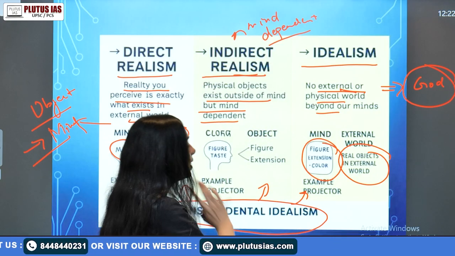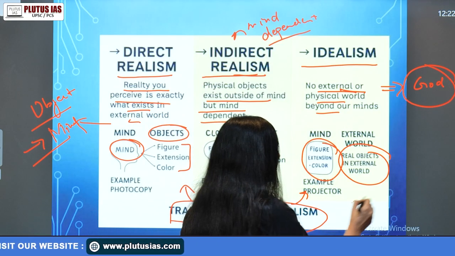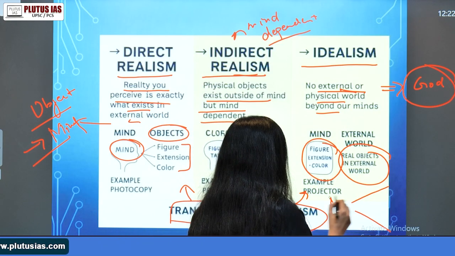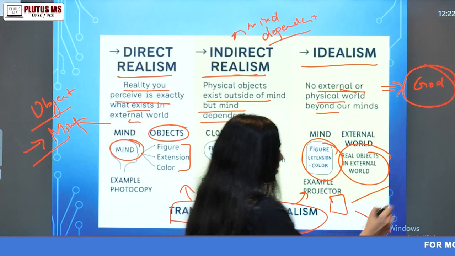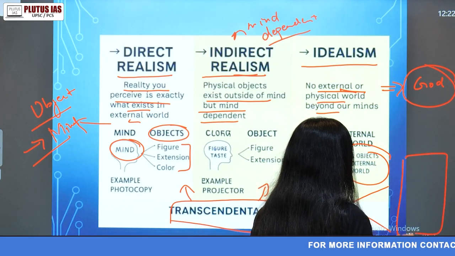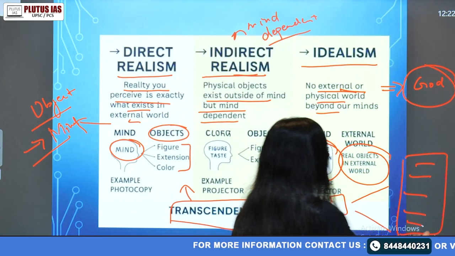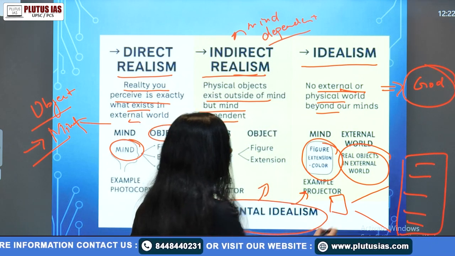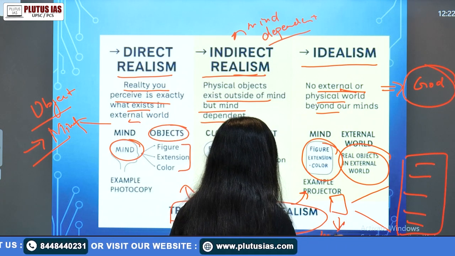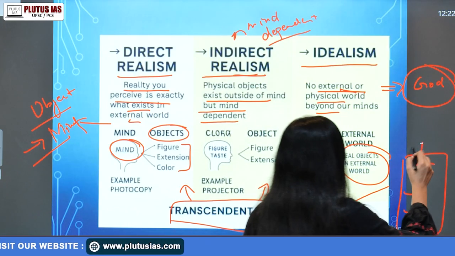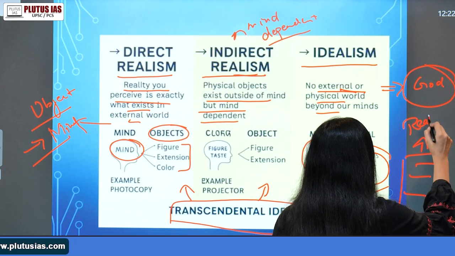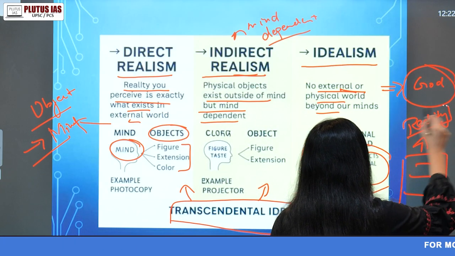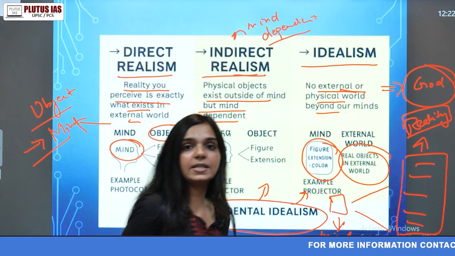So basically, let's take the example of a projector. Your projector is over there, and because of the projector you can see images on the screen, right? In the same way, our mind is like a projector, and the screen is like reality, right? And through this reality, we see certain objects.